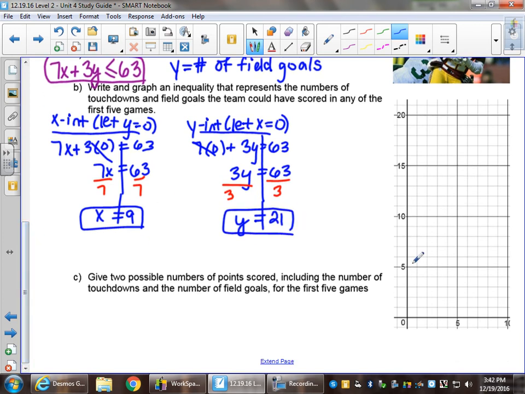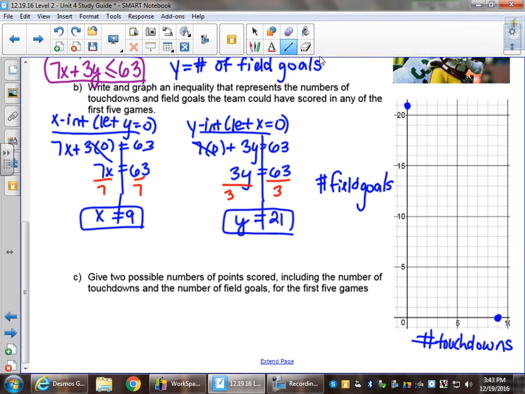We're ready to graph. It's really nice. Our scale has been made for us, counting by 1, 2, 3, 4, 5. So these are counting by ones, right? X represented number of, let's go check, touchdowns. Y represented number of field goals. Nine would be right here. 21 would be right here. Let's connect it.